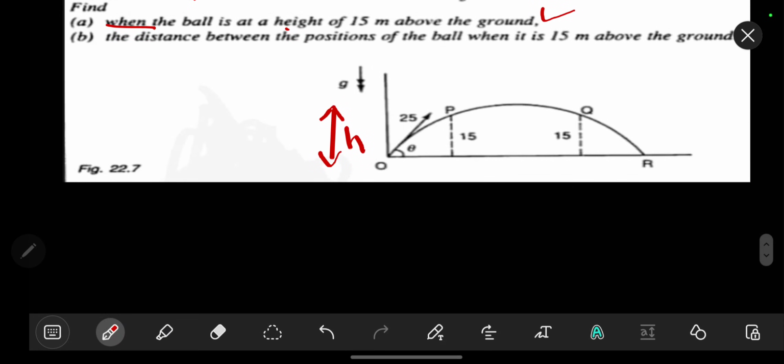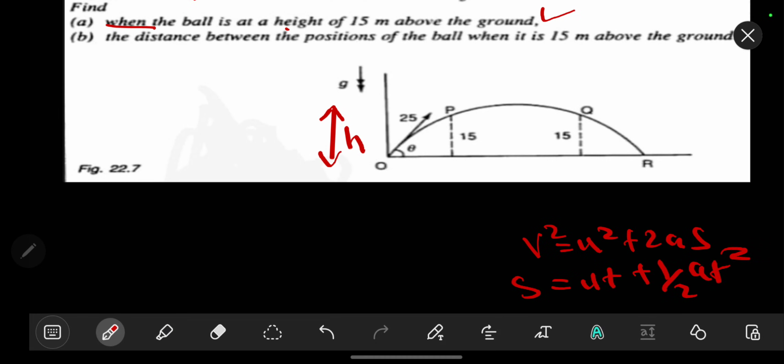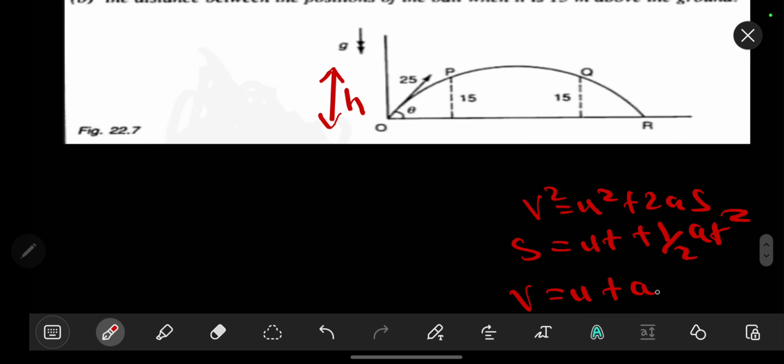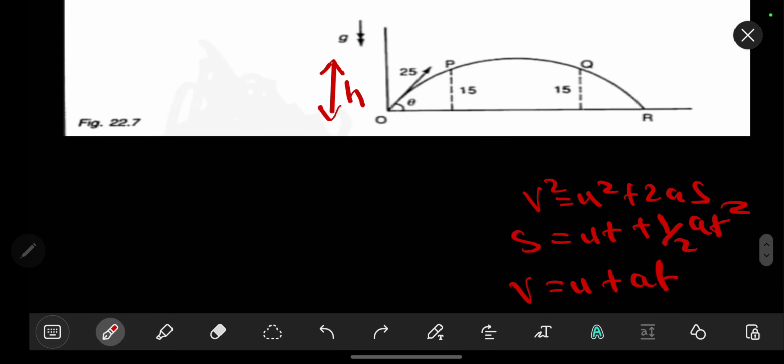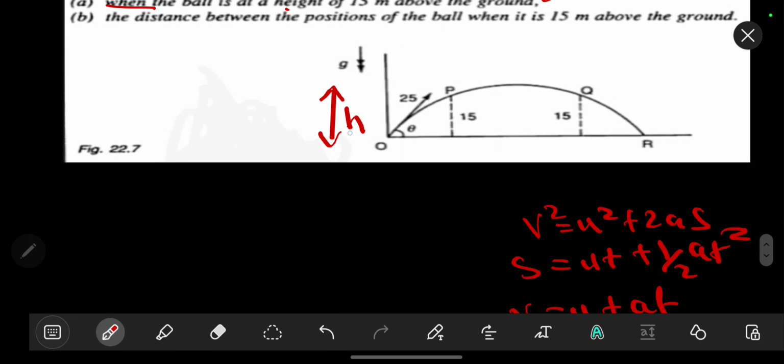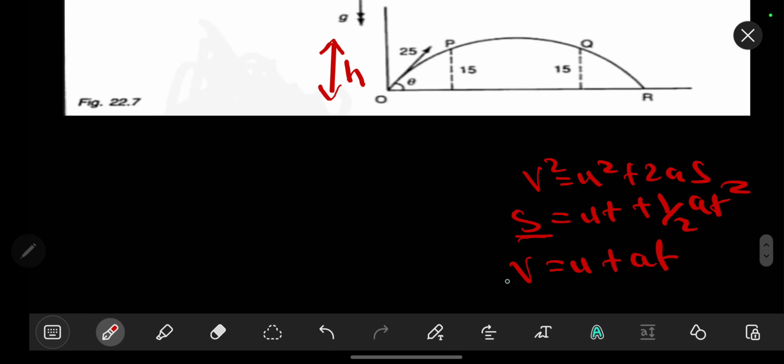Therefore, the formulas that we have are v squared equals u squared plus 2as, then s equals ut plus half at squared, then v equals u plus at. What we are going to do is look at the formula that has time. Now we know that the height is 15, so we can use this formula. It has the height and the time. This one has v, and we don't know what the v is at this height, so you shall not say this is the maximum height because we don't know.